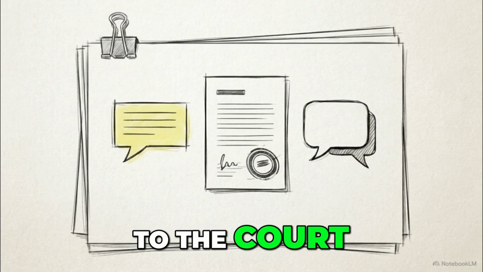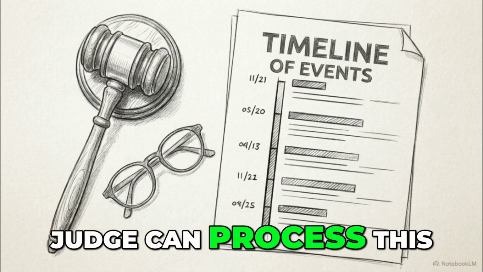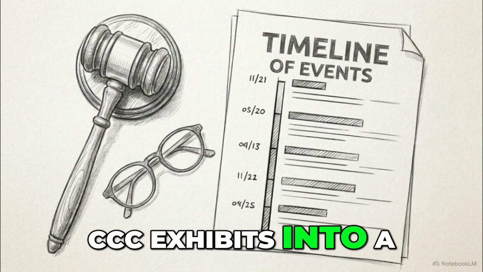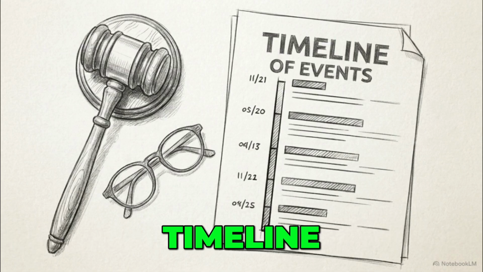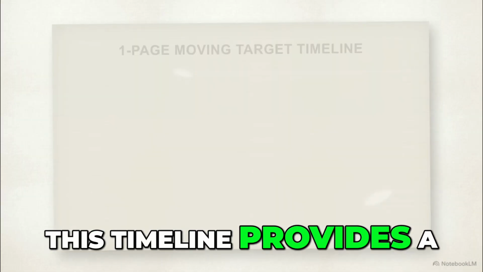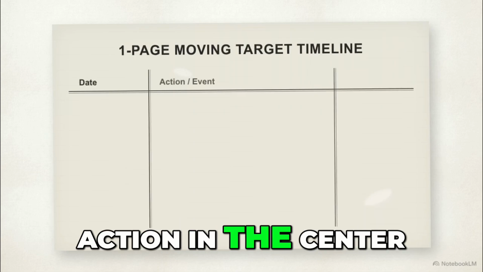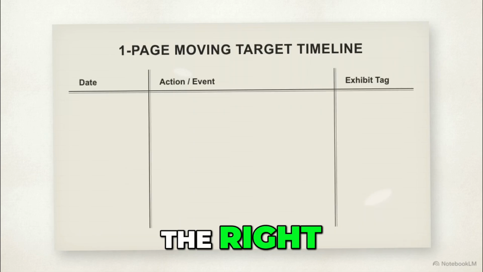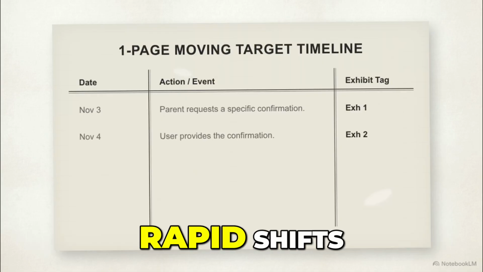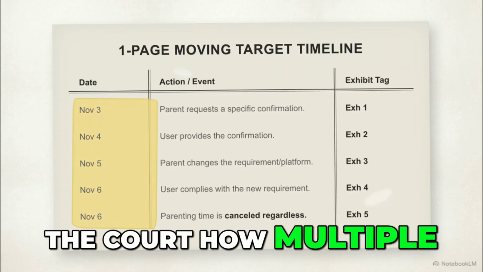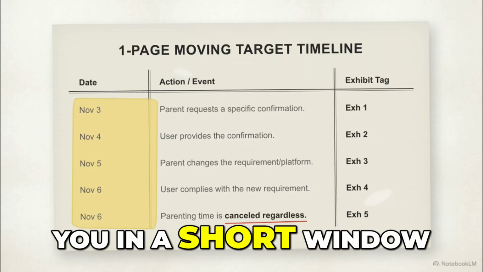To ensure a busy judge can process this evidence quickly, you must condense your CCC exhibits into a single-page chronological timeline. This timeline provides a 60-second summary. List the date on the left, action in the center, and exhibit tag on the right. This structure highlights rapid shifts. Highlighting consecutive dates shows the court how multiple requirements are stacked against you in a short window.